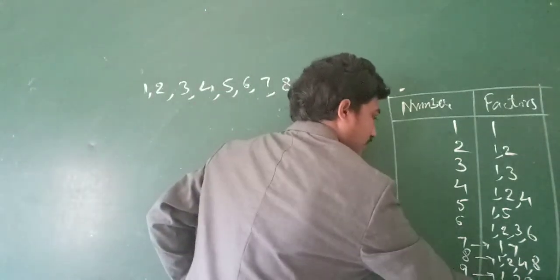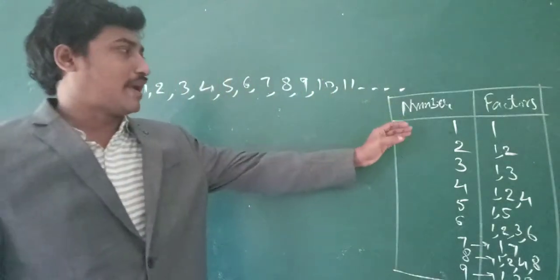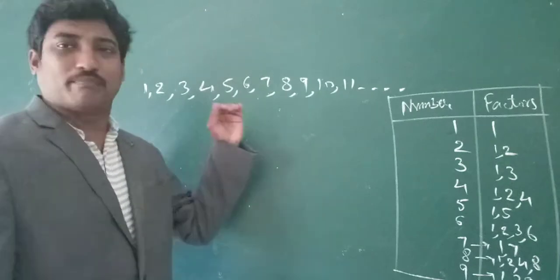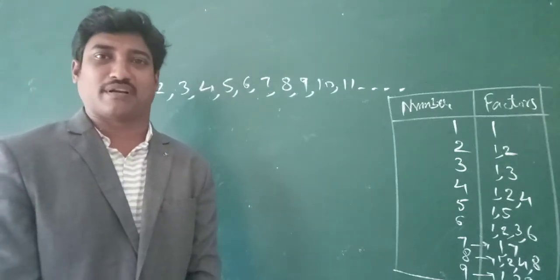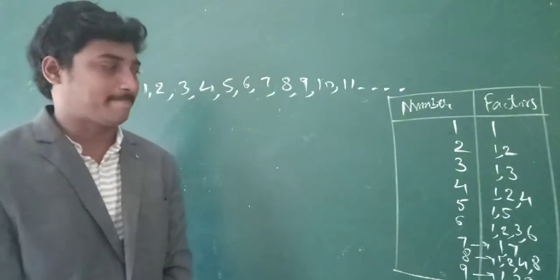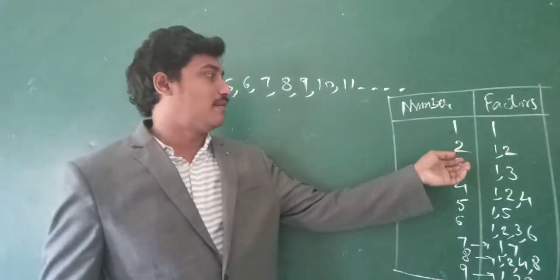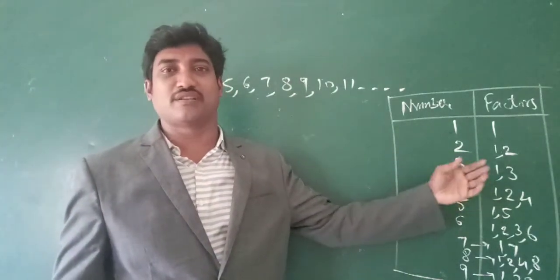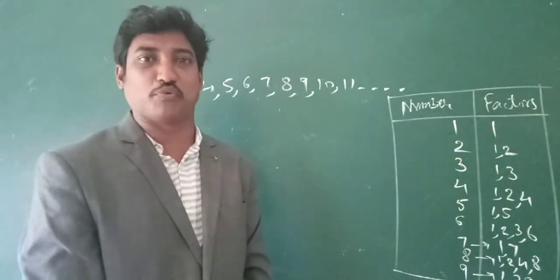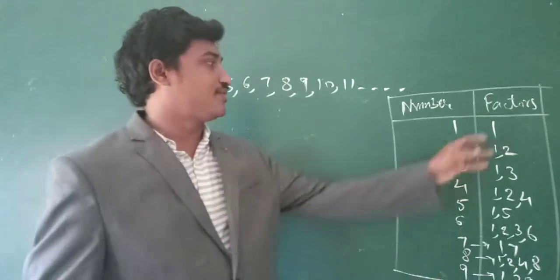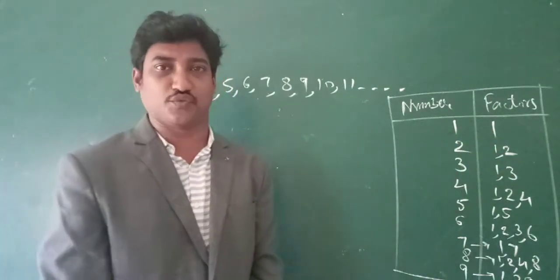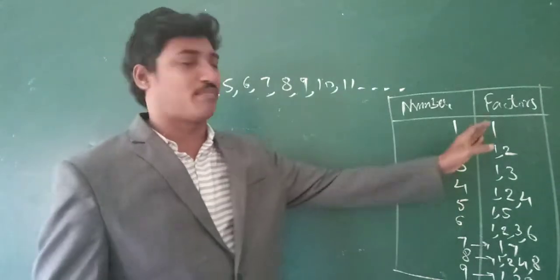So by observing the number of factors, we can decide whether a particular number is a prime number, a composite number, or neither prime nor composite. Numbers which have more than two different factors are called composite numbers. One has only one factor, that is 1. So one is neither prime nor composite.